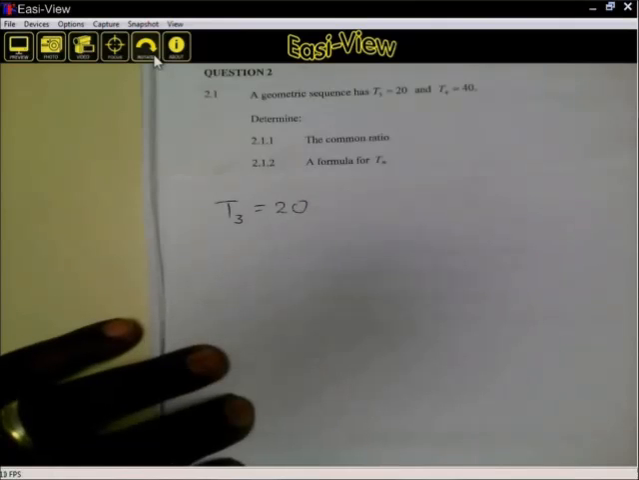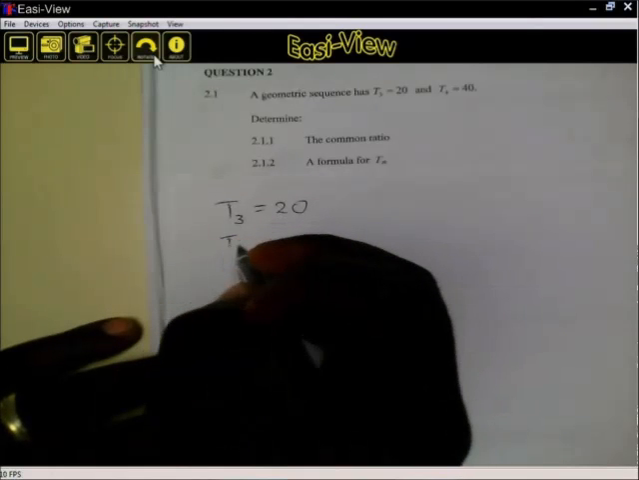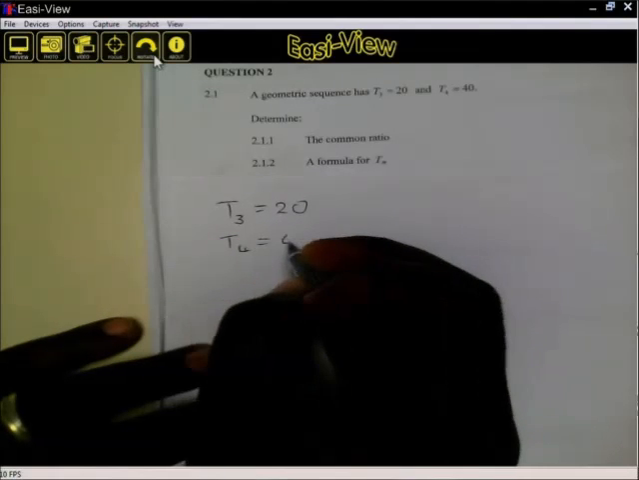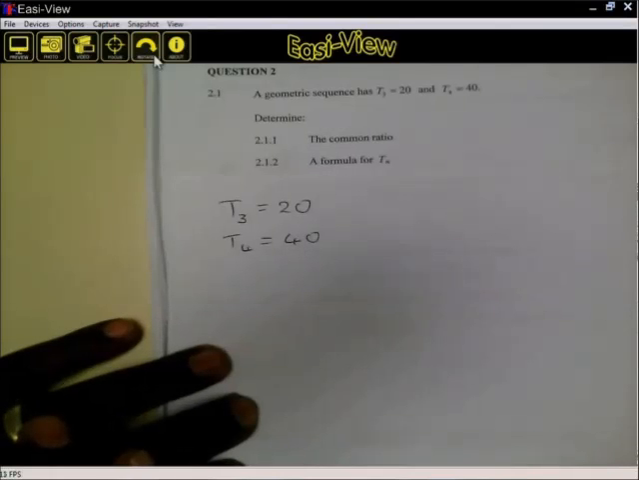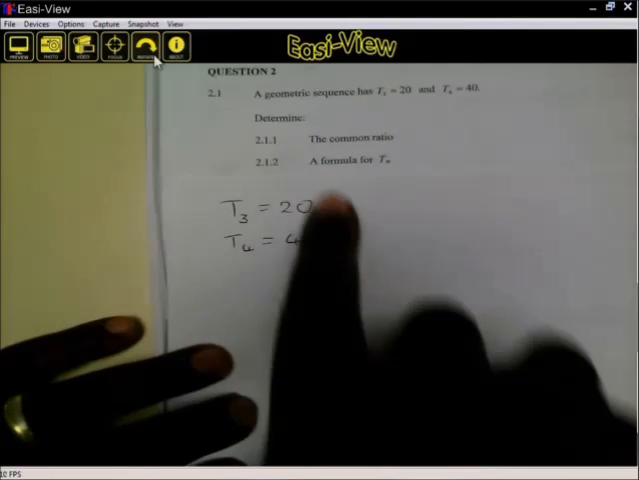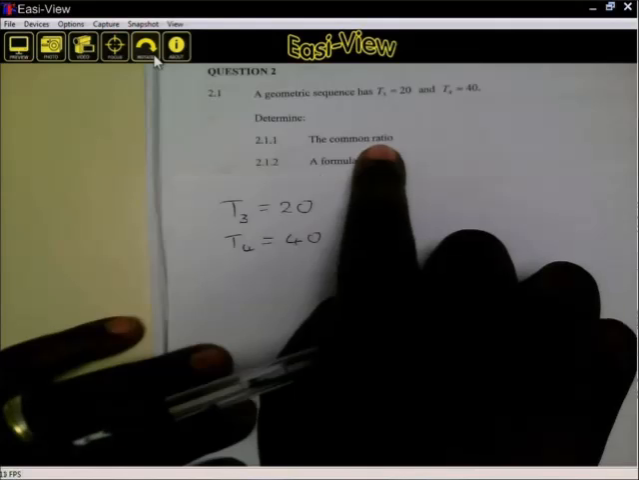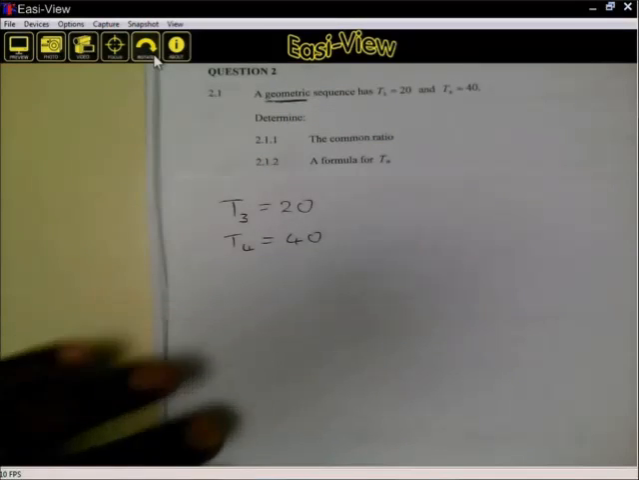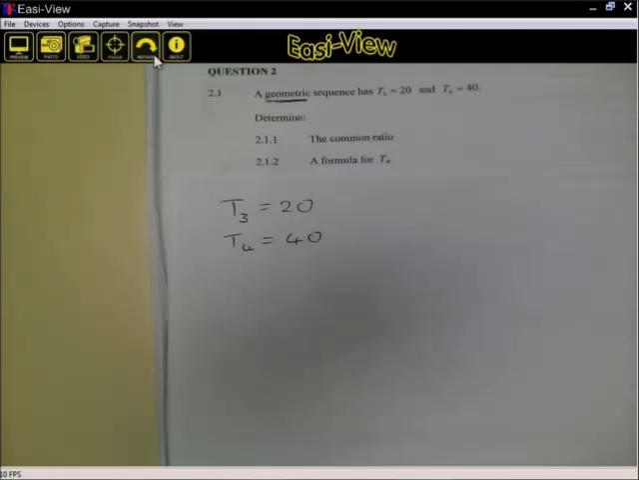They say here a geometric sequence has T3 equals 20 and T4 equals 40. Now the first question there says determine the common ratio. Geometric sequence. So if it is a geometric sequence, it means it must have the common ratio.